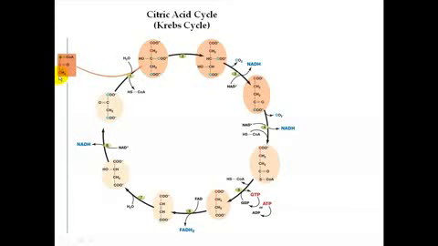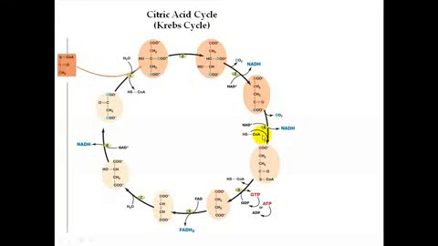which has 2 carbons in it, combines with this molecule that has 4 carbons in it in order to form this molecule that has 6 carbons in it. And so this molecule is called a citrate, or a citric acid, and so that's the reason why this whole process is called the citric acid cycle. So basically what happens during the rest of the cycle is that carbons are removed from the molecule and they leave in the form of CO2s.